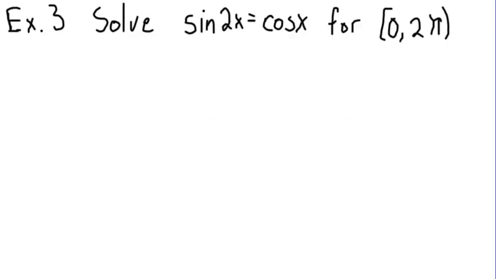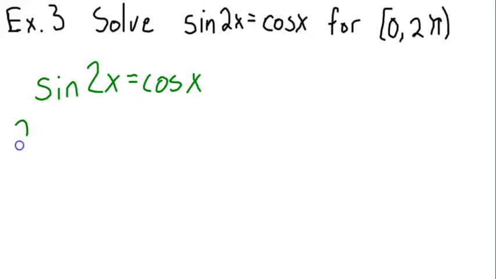In example 3, we want to solve the sine of 2x equals cosine x for the interval from 0 to 2 pi. So all the way around the unit circle, we're looking for all the theta values that will make this equation true. So if we start with the sine of 2x equals cosine x, first thing we need to do is rewrite that left side using a double angle identity. The sine of 2x is equal to 2 times the sine of x times the cosine of x, and that's equal to the cosine of x.